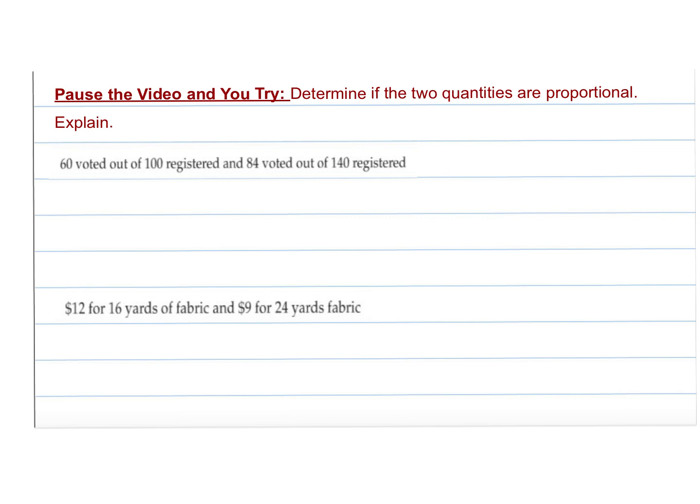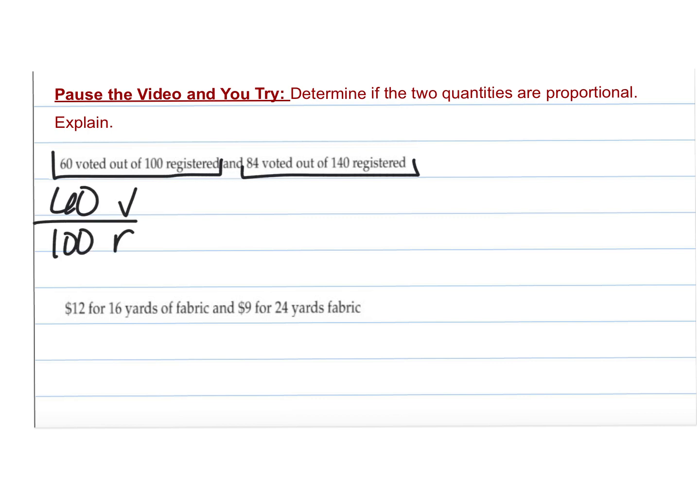Here's a couple more examples to determine if they're proportional or not. If you want to, pause the video and try them, that'd be great. Then you can check, or you can watch me do one and then pause and do the second one. So 60 voted out of 100 registered and 84 voted out of 140 registered. So 60 voters out of 100 registered, 84 voters out of 140 registered. We want to know if they're proportionate.